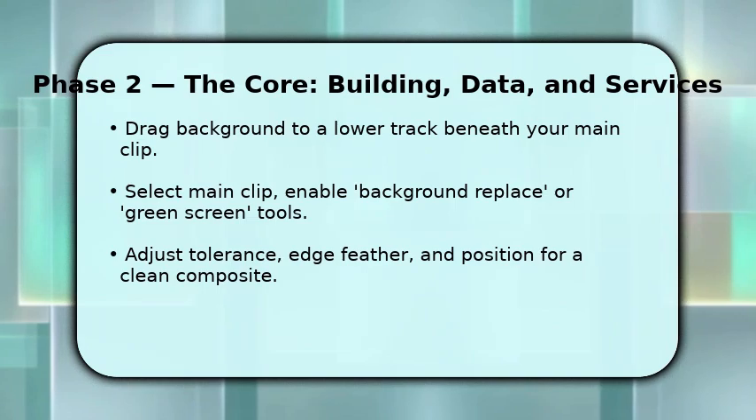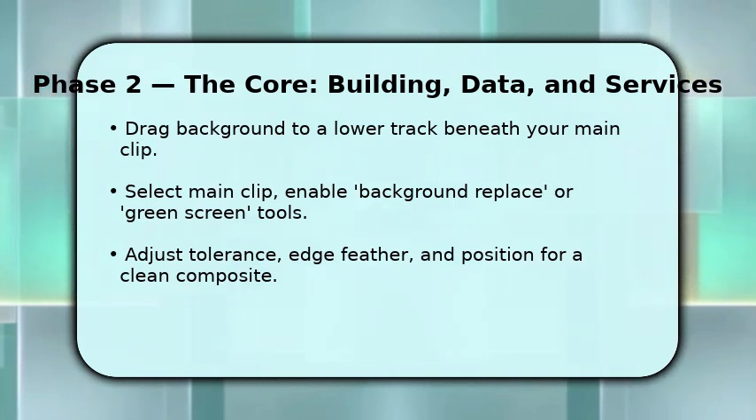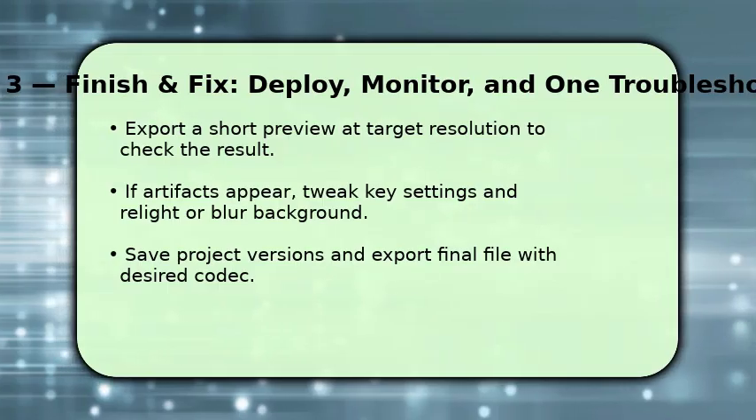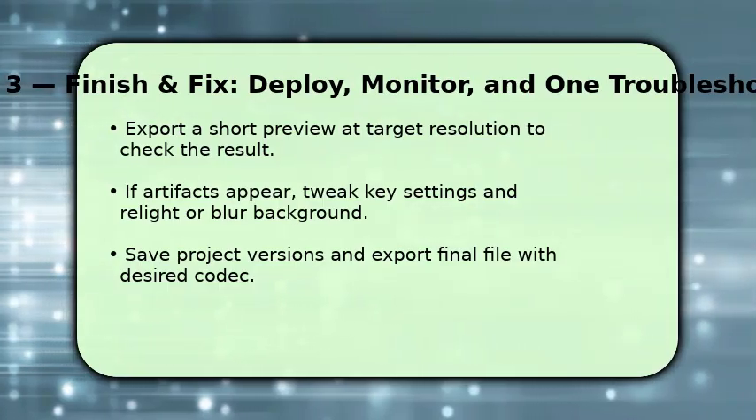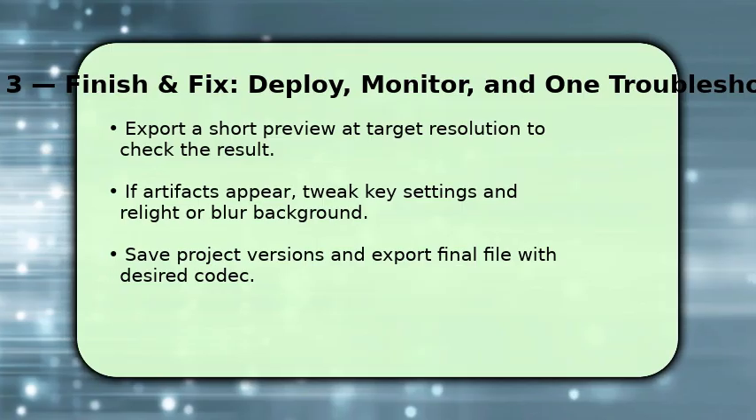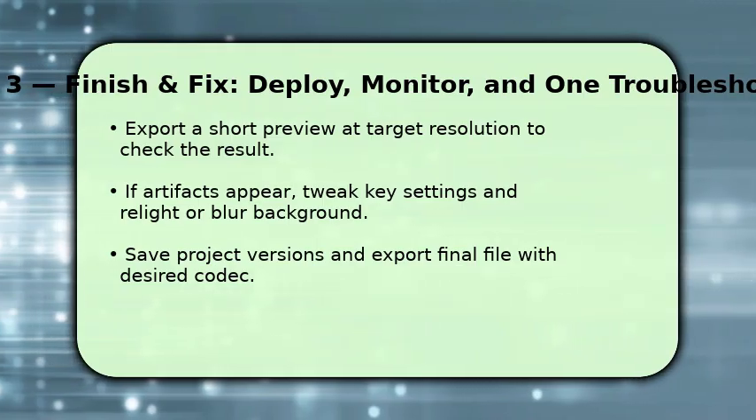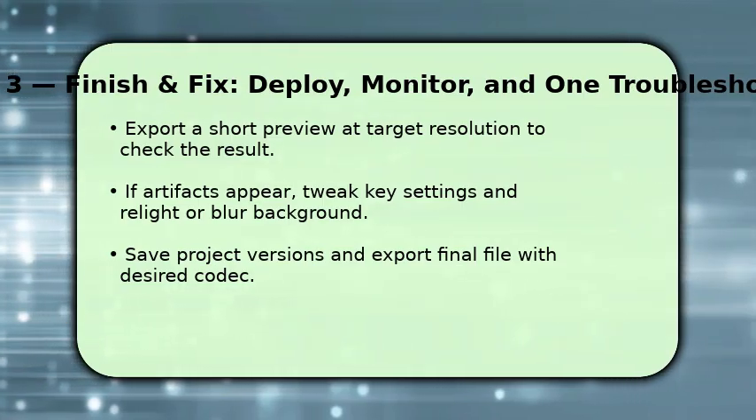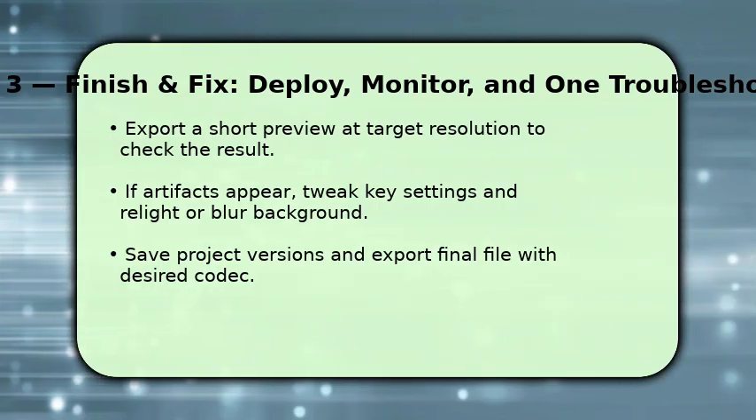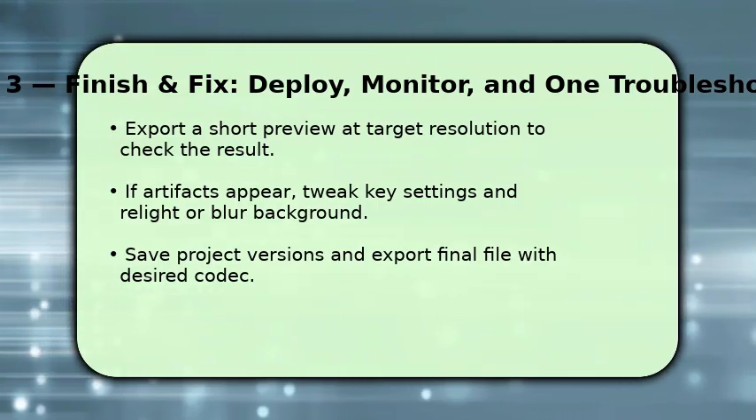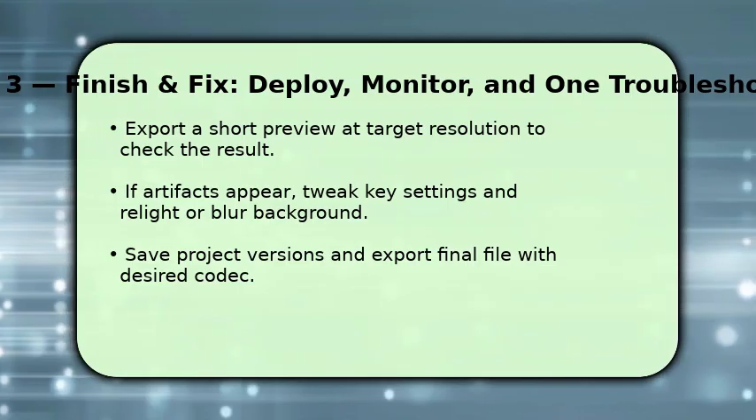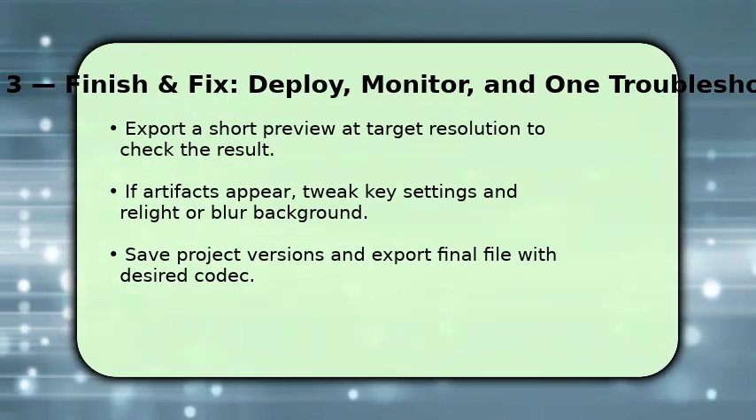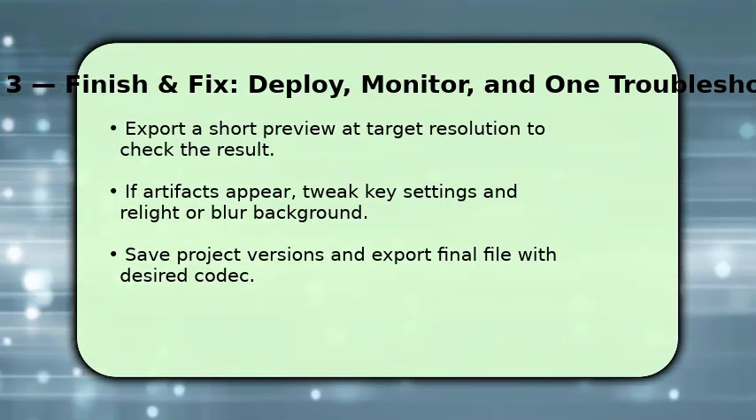Finish by previewing and exporting. Play the timeline at full resolution and export a short clip at your final resolution to confirm color and edges. If you see halos or missing areas, reduce tolerance, increase edge feather, or slightly blur the background to hide noise. Relighting the background image can also help. Once satisfied, save a version project, then export the final file with the codec and quality you need.